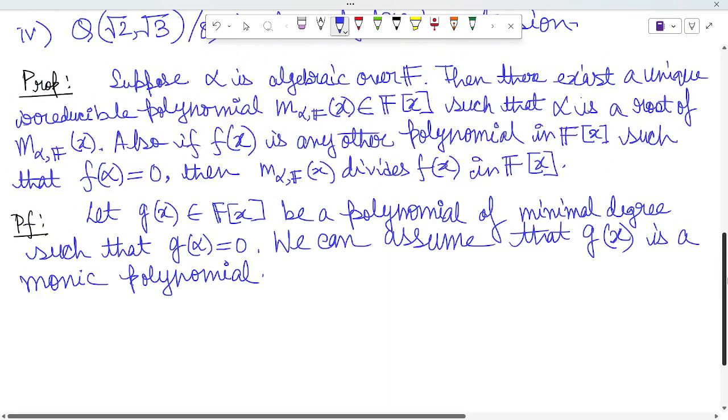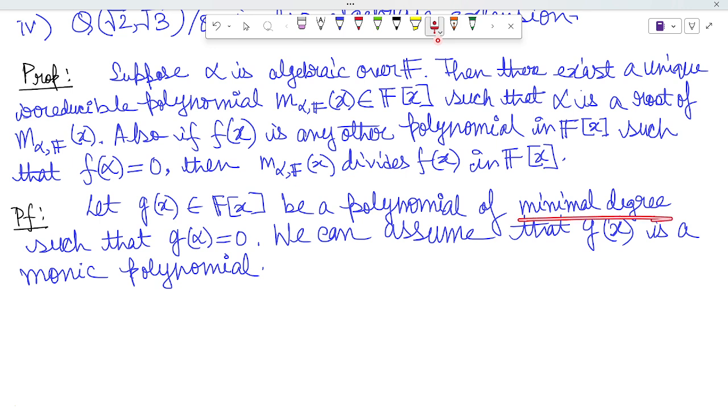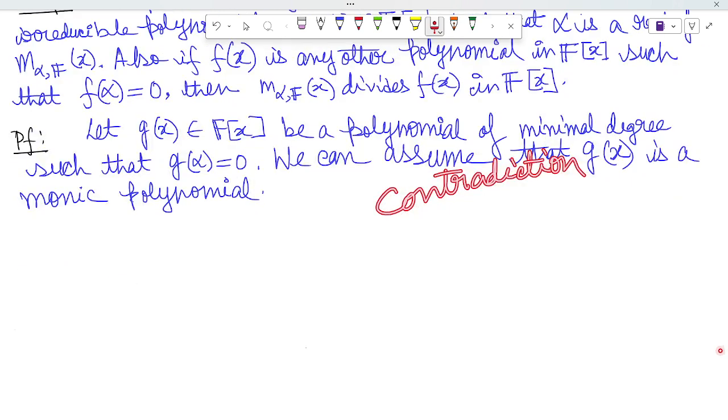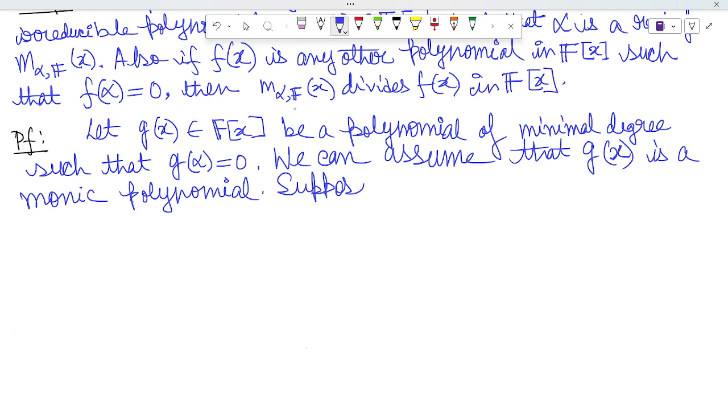What I need to show is that it is irreducible. The minimal degree polynomial will always be irreducible. We will formally show this now. Suppose it is reducible, and we will produce a contradiction. Again, we will make frequent use of the division algorithm. Suppose g(x) is reducible in F[x].